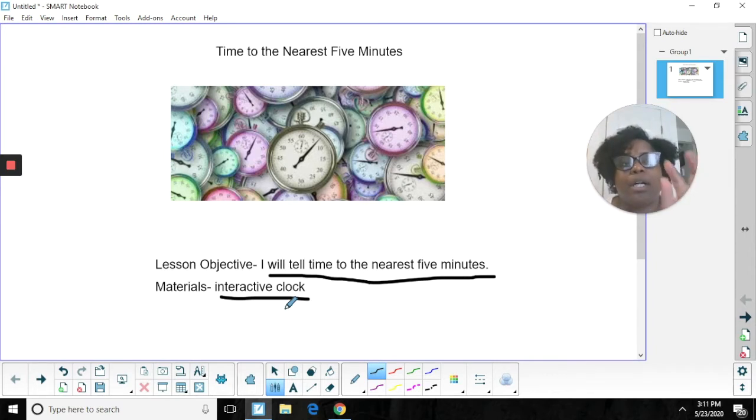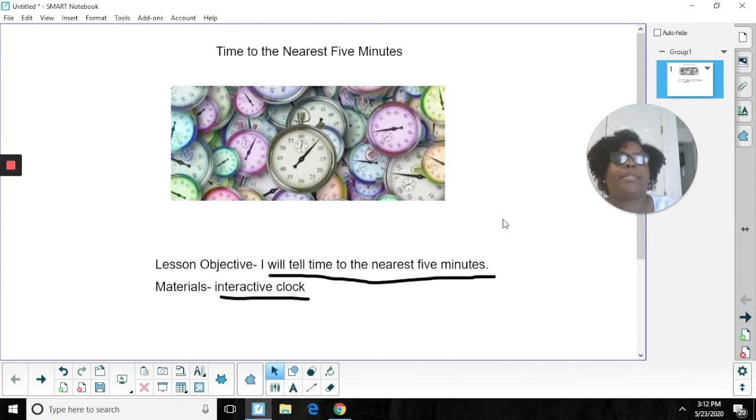It's right under the video link. There's the materials section. There's going to be an interactive clock for you to use online or paper. With the paper clock, your parent would have to print that down so that you can cut it out and you'll be able to move your hands, because you want to be able to do that for this lesson, okay?